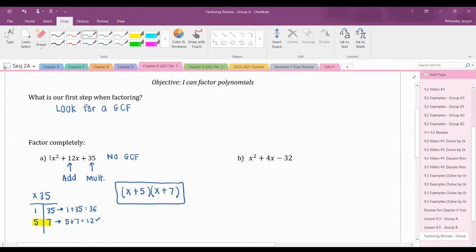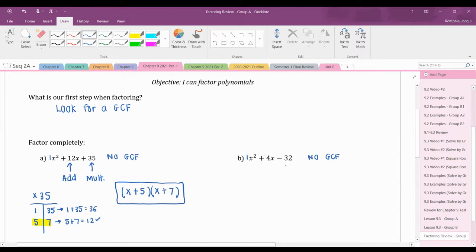If I take a look at the next problem, x squared plus 4x minus 32. Once again, I notice that there is a 1 in front of the x squared, which means that I'm not going to be able to get a number other than 1 out of this trinomial. So I don't have a number in common. That negative 32 doesn't have any variables. So once again, there is no GCF here.